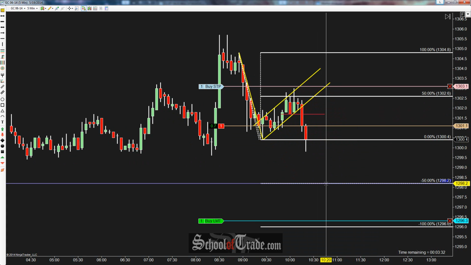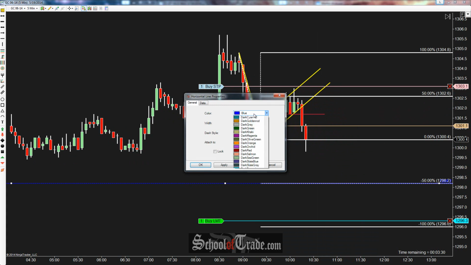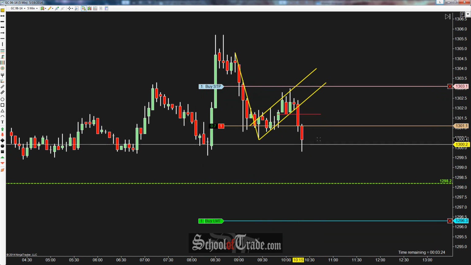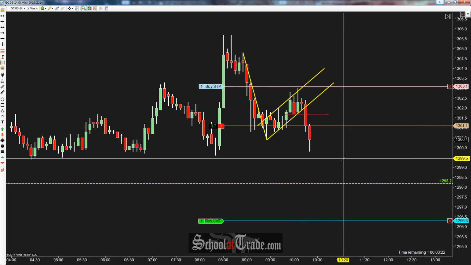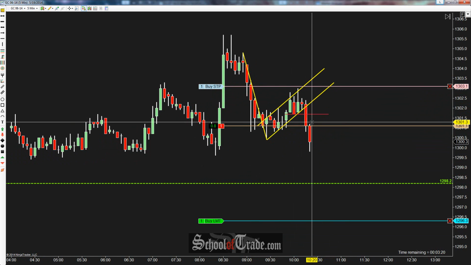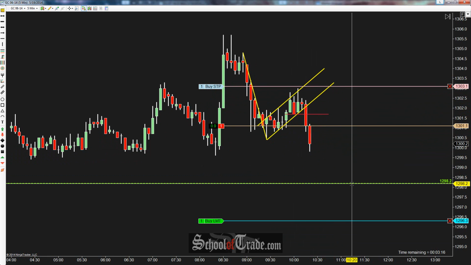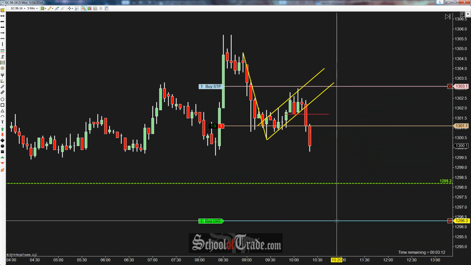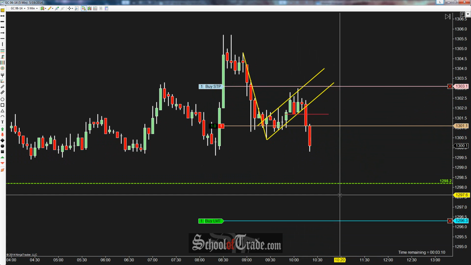So what I'm going to do here is I'm going to place a line at this 1298.2 just to make it so that we don't have so much stuff on the chart here. That way I can just get rid of that tool, and now we can easily see what's going on here. So we're short one contract here at 1301.1, looking for 1298.2 to move our stop to break even, and then from there we can look for 1296.3 for our final target.